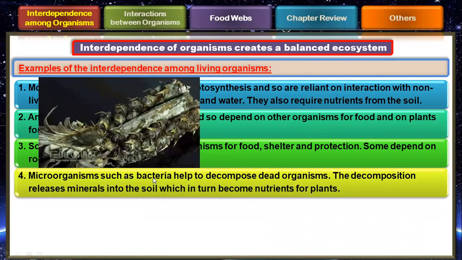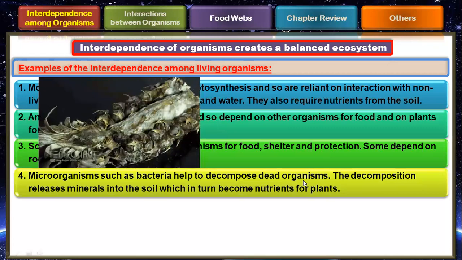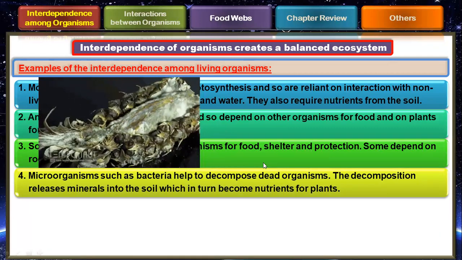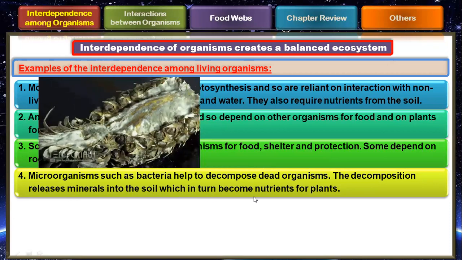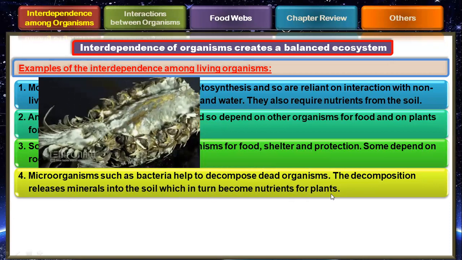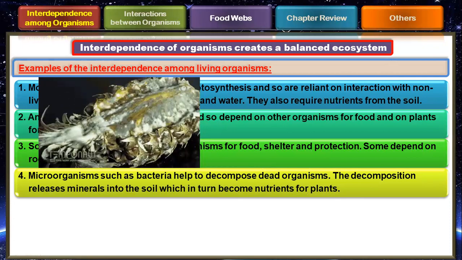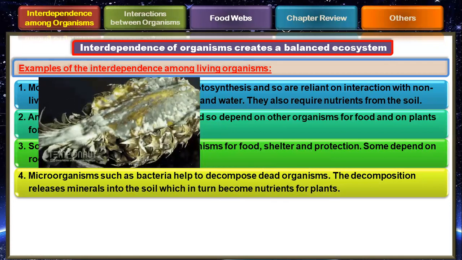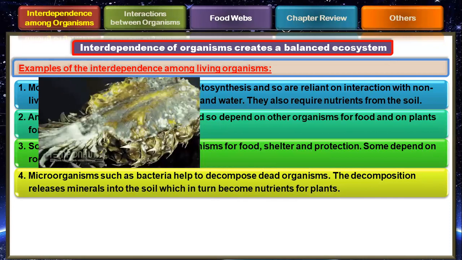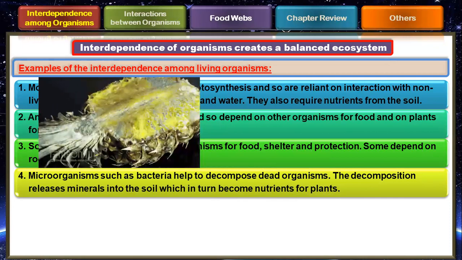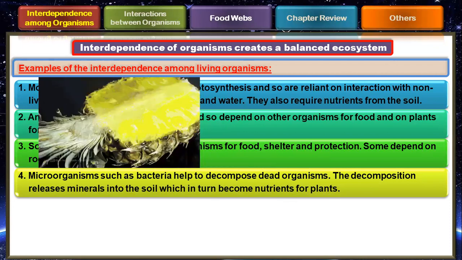Microorganisms such as bacteria help to decompose dead organisms. As you can see in the picture, the decomposition releases minerals into the soil, which in turn become nutrients for plants. So remember, decomposition is very important for the living things, or things that used to be living, that become decomposed. The nutrients from it go back to the soil, which will be used later by some other living organisms.